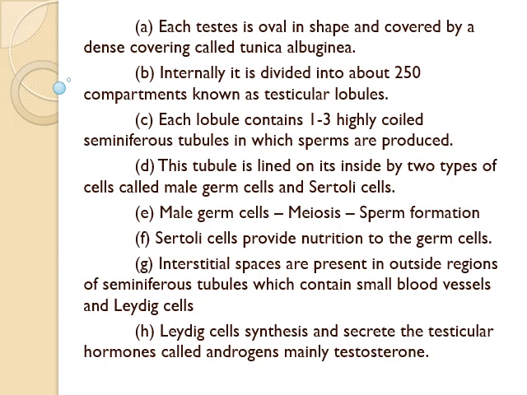Outside region of seminiferous tubules, already I said that there are about 250 compartments. In between these compartments, space is there, that is occupied by interstitial cells or Leydig cells and small blood vessels. The Leydig cells secrete hormones called testosterone. Here androgen means nothing but a group of hormones.